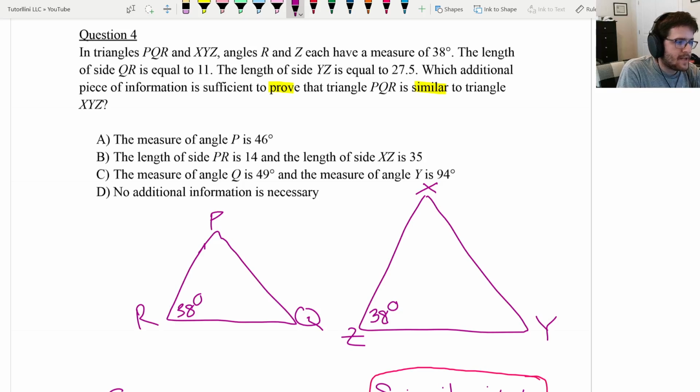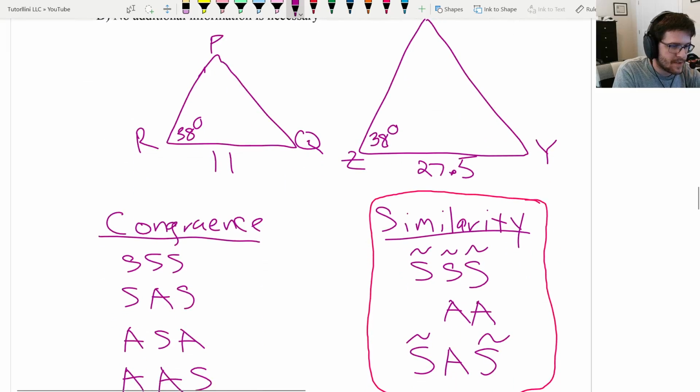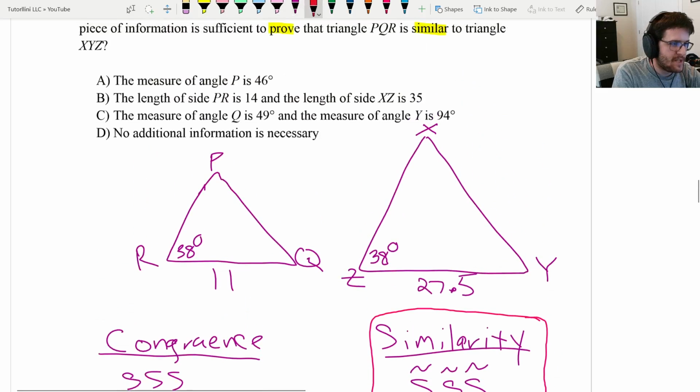Then it says that the length of side QR is equal to 11. Let's put that here. And it says the length of YZ is equal to 27.5. Great. Okay, this is looking really good. Now, first, why don't we just check D, no additional information. Looking at our rules, we have a pair of angles and a pair of sides. So that would be like AS. That's not one of our rules, so I feel like there's no way it can be D, not enough information. So we do need additional information.